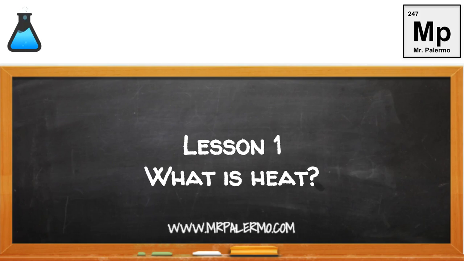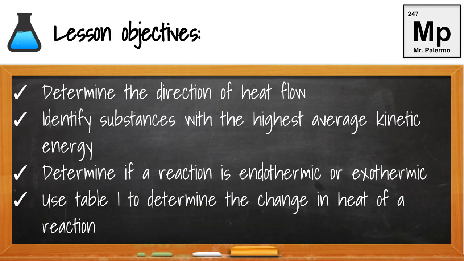Welcome to Lesson 1, What is Heat? Our lesson objectives: determine the direction of heat flow, identify substances with the highest average kinetic energy, determine if a reaction is endo or exothermic, and use Table I to determine the change in heat of a reaction.